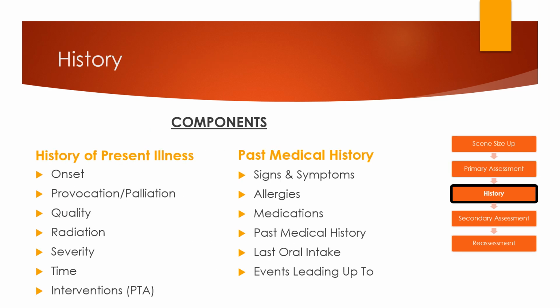As part of your assessment, you want to obtain your history for your patient. So we want to get the history of present illness, which is going to include the onset. So if they're having chest pain, when did it start? Was it gradual or sudden, right? Does anything make it better or worse? So if they've taken maybe aspirin or nitro, is their pain better than it was, right? Does sitting forward help? Is it worse when they lay flat, right?